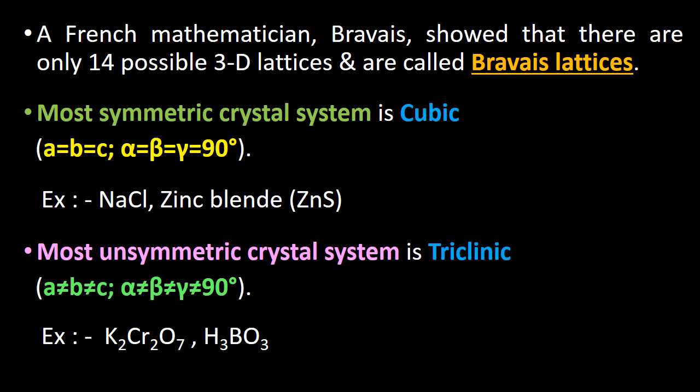And the most unsymmetric crystal system is triclinic, where all the 3 edges are not equal to each other and all the angles are not equal to 90 degrees. Examples of triclinic crystal systems are potassium dichromate and H3BO3.